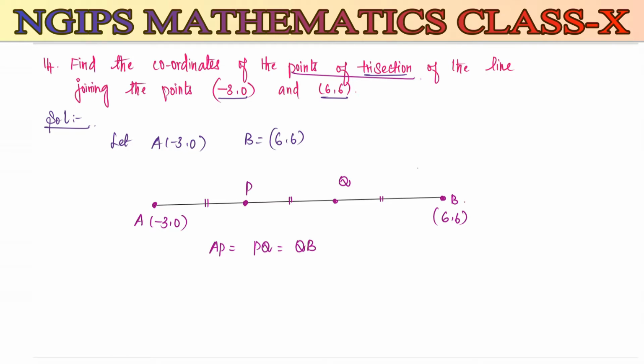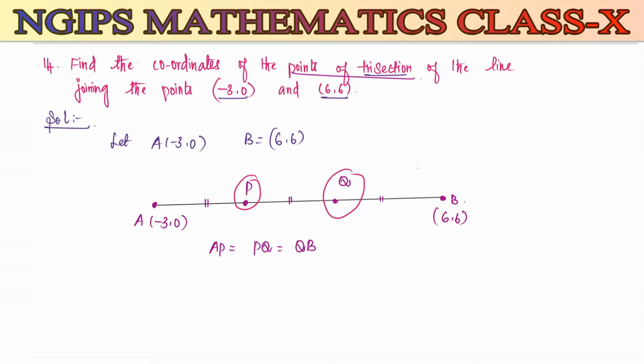So here all these 3 lengths are going to be equal. Now we can say this point P and this point Q. P is called a point of trisection of the line AB. Is it clear to all?